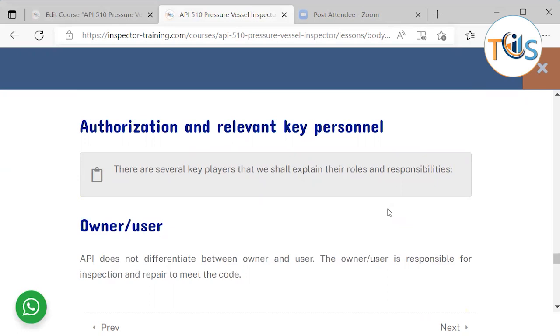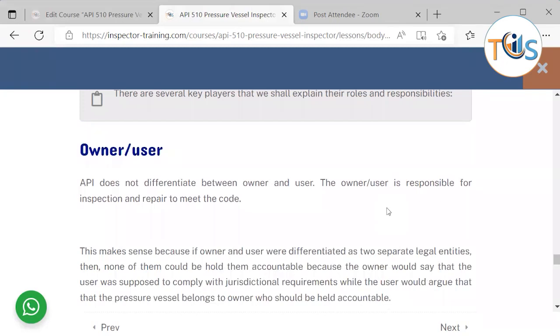According to the API, the most important player is the owner-user, and the API does not differentiate between owner and user. The reason is that the vessel might legally belong to somebody else but be operated by another entity. So if things go wrong, the user can always say, oh, it doesn't belong to me, it belongs to the owner. And the owner can say, oh, I gave it to that other entity to use, so he should have done due diligence. So in the eyes of API, both owner and user are equally responsible if they are two different legal entities.